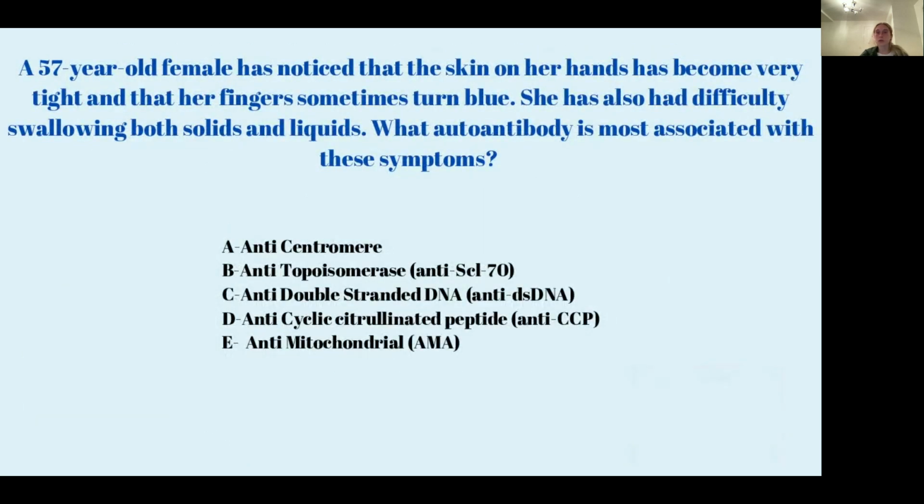So here's just a multiple choice question. It'd be really good if you guys could put the answer that you think it is in the chat. So a 57-year-old female has noticed that the skin on her hands has become very tight and that her fingers sometimes turn blue. She's also had difficulty swallowing both liquids and solids. What autoantibody is most associated with these symptoms? Do we think it's A, B, C, D, or E?